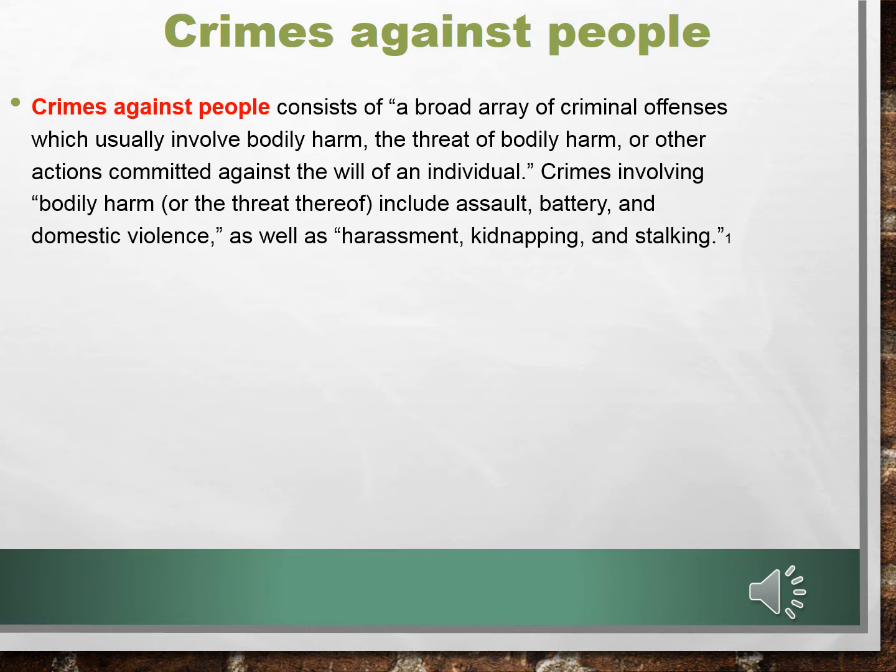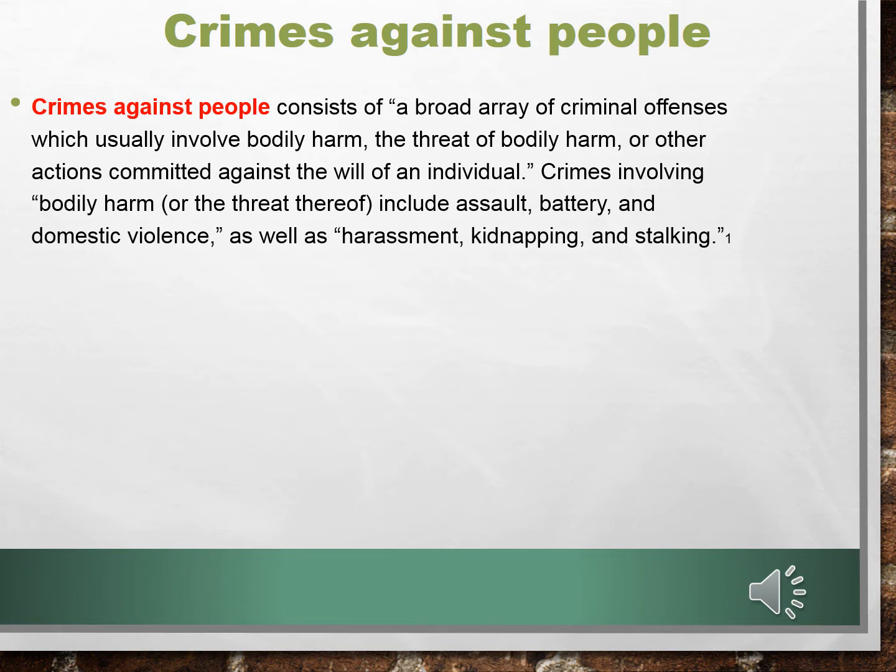Crimes involving bodily harm, or the threat thereof, include assault, battery, and domestic violence, as well as harassment, kidnapping, and stalking. In other words, these are crimes people commit against other people. Human being versus human being.